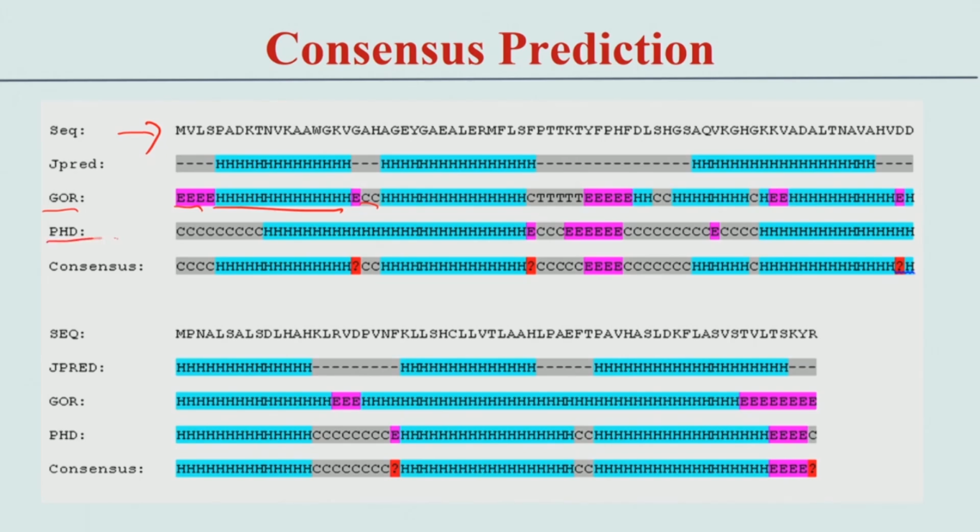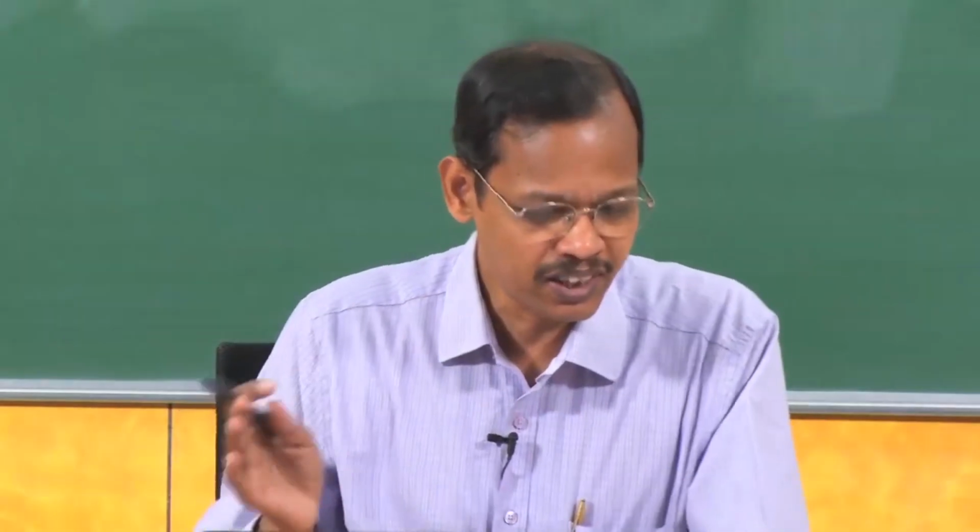And this other method, PHD, is based on neural networks. So, these are the values. Here, for example, I show only 3 methods. Currently several methods are available, and you can use as many methods as possible depending upon the performance. And then see whether there is any consensus.